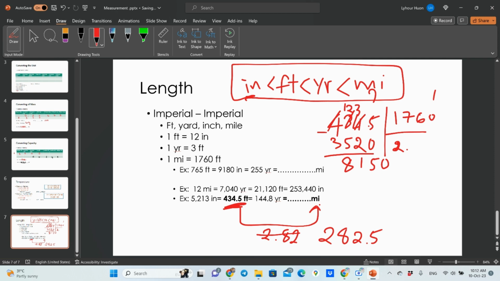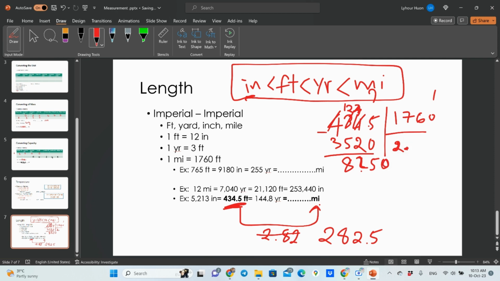So how many times does this go into 8,000? 8,250. Okay, 8,250. 5 minus 0 is 5. Then this becomes... okay. So here, 8,250. Correct. Now we have one decimal.